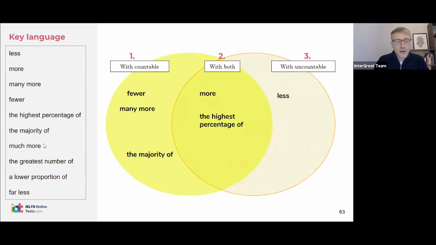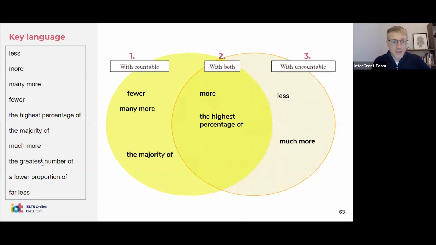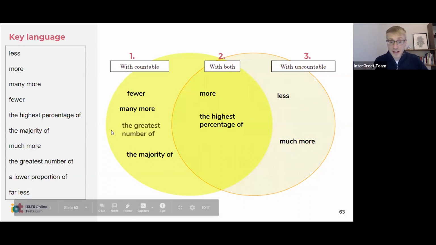What about much more? If we want to say much more. Some of you think this is countable, but much comes with uncountable nouns. So this will be 3. Much more coffee, much more water. Okay, good. What about the greatest number of? If we say the greatest number. Very good, because of number, yep, it's going to be countable.